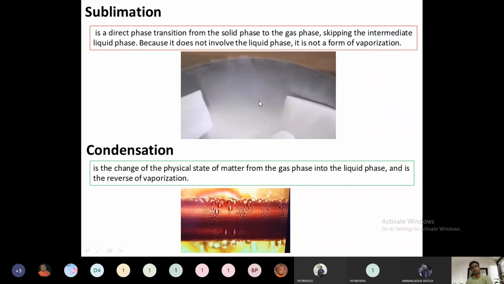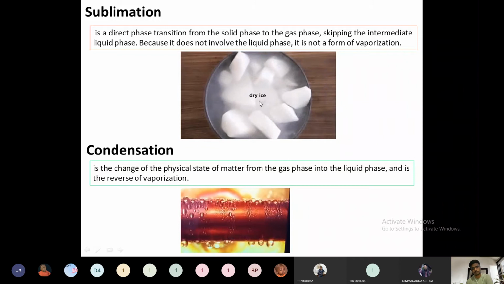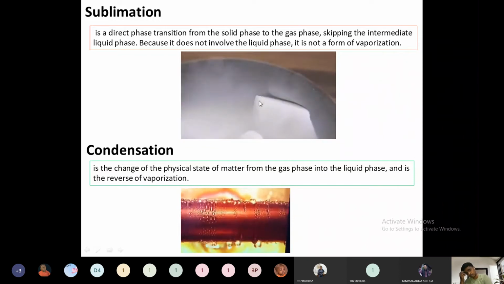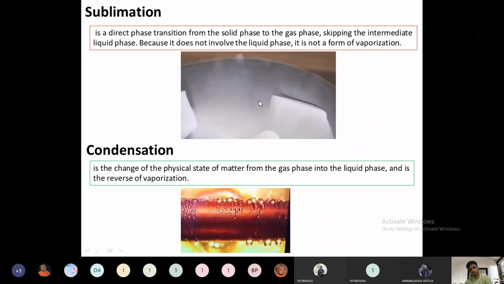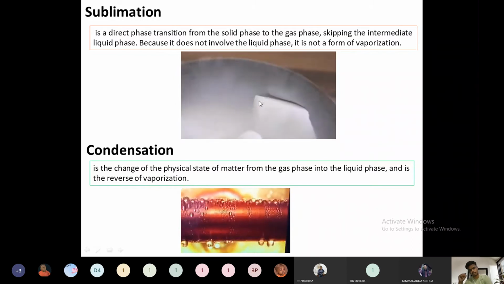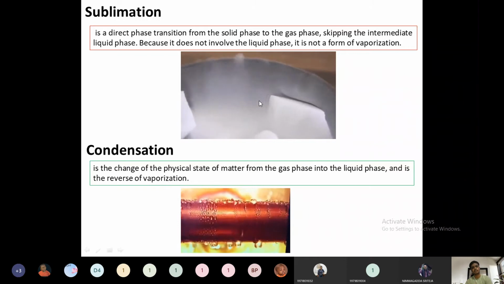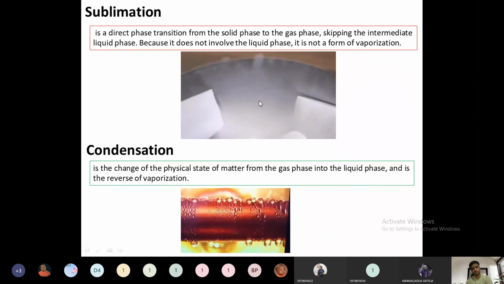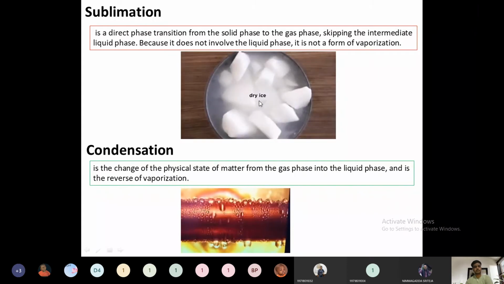Another example of sublimation is the naphthalene balls which are used in our toilets. Naphthalene balls in the solid state will just vaporize and produce fragrance instead of converting into liquid. Because of that advantage only, we have naphthalene balls in the toilets.